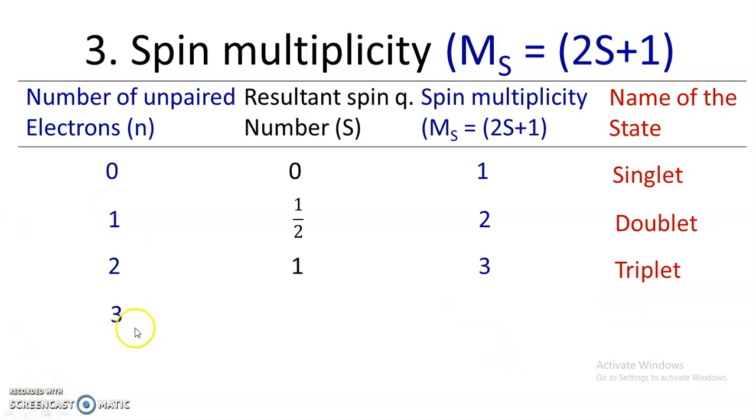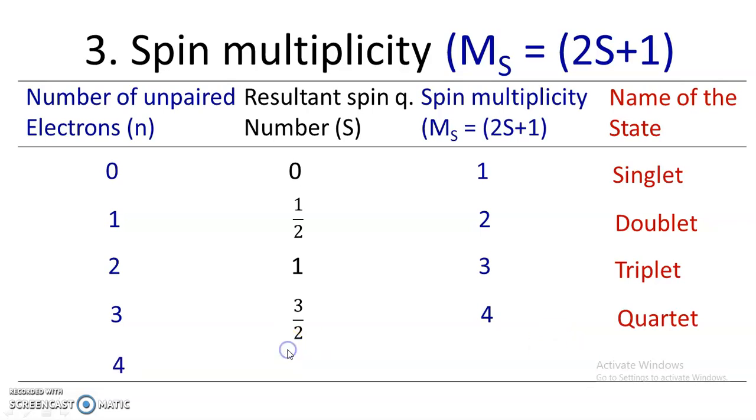Similarly, when there are three unpaired electrons, the resultant spin quantum number is half plus half plus half, that is equal to 3 by 2. Using this, the value of S is 3 by 2, so 3 by 2 into 2 is 3, plus 1 is 4. So the spin multiplicity is 4, and it is called a quartet.